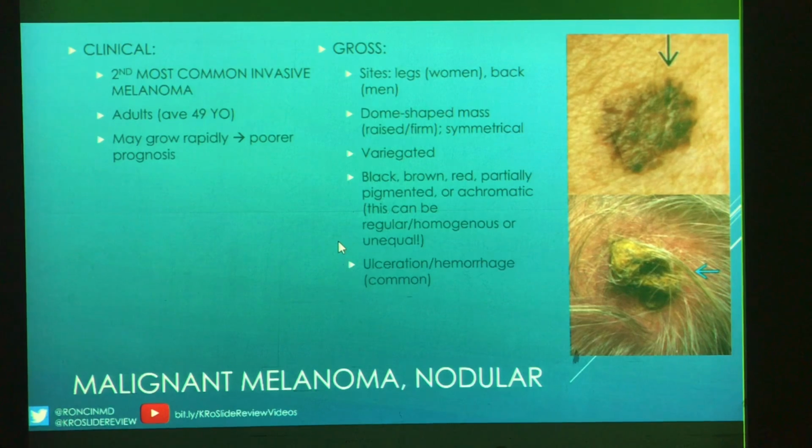These tend to be dome-shaped masses that are raised and firm, and they tend to be symmetrical, which is a little different from what we've seen in other lesions, like the other melanomas in situ, as well as other malignant melanomas. However, the coloration on them is still variegated, and again, a wide range of appearances as far as pigmented, or they can even be achromatic. And they can be ulcerated or hemorrhagic, and this occurs relatively commonly.